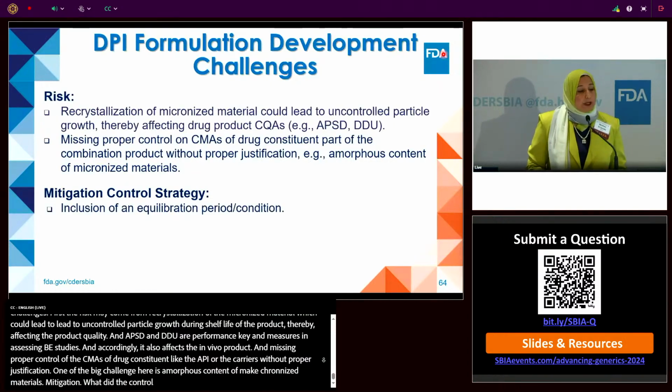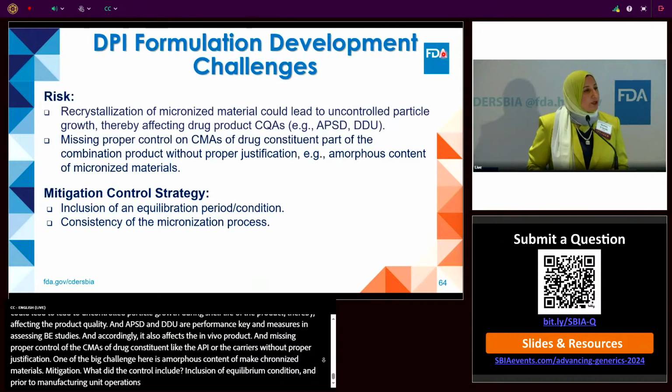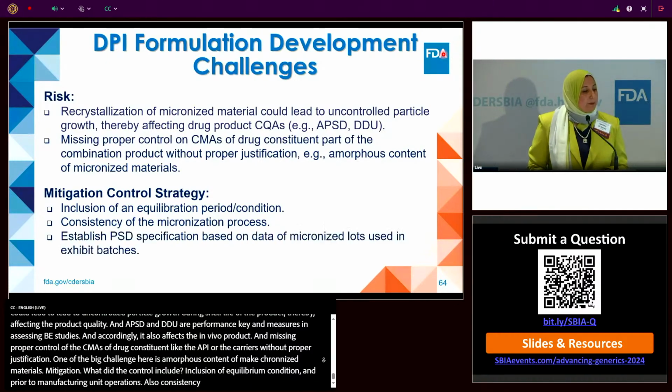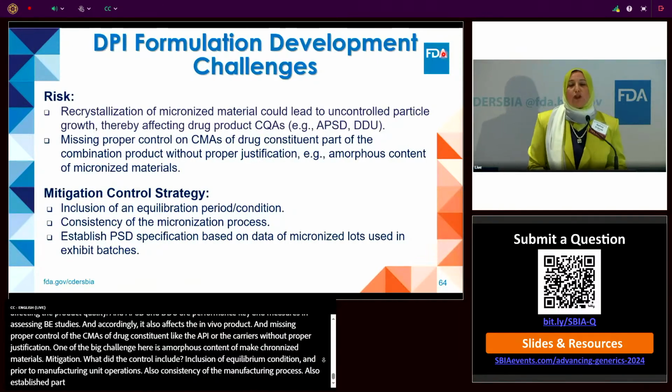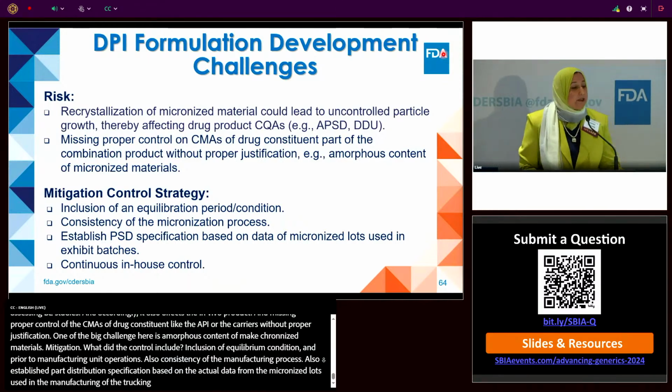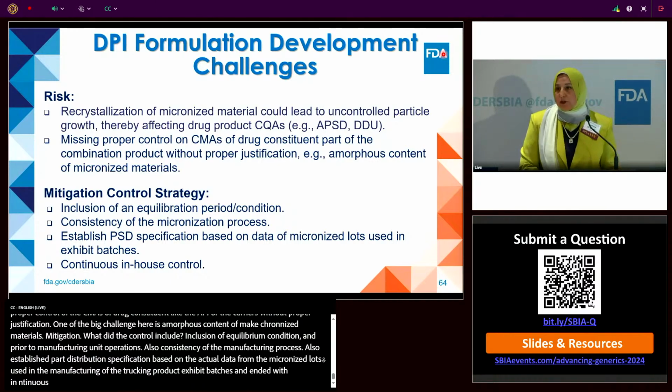Include an equilibration period or condition to allow the recrystallization to occur prior to any additional manufacturing unit operations. Also, consistency of the manufacturing process. Also, establish a particle size distribution specification based on the actual data from the micronized lots used in the manufacturing of the drug product exhibit batch or primary stability batches, and ending with continuous in-use control, which is the routine control of the critical material attributes.